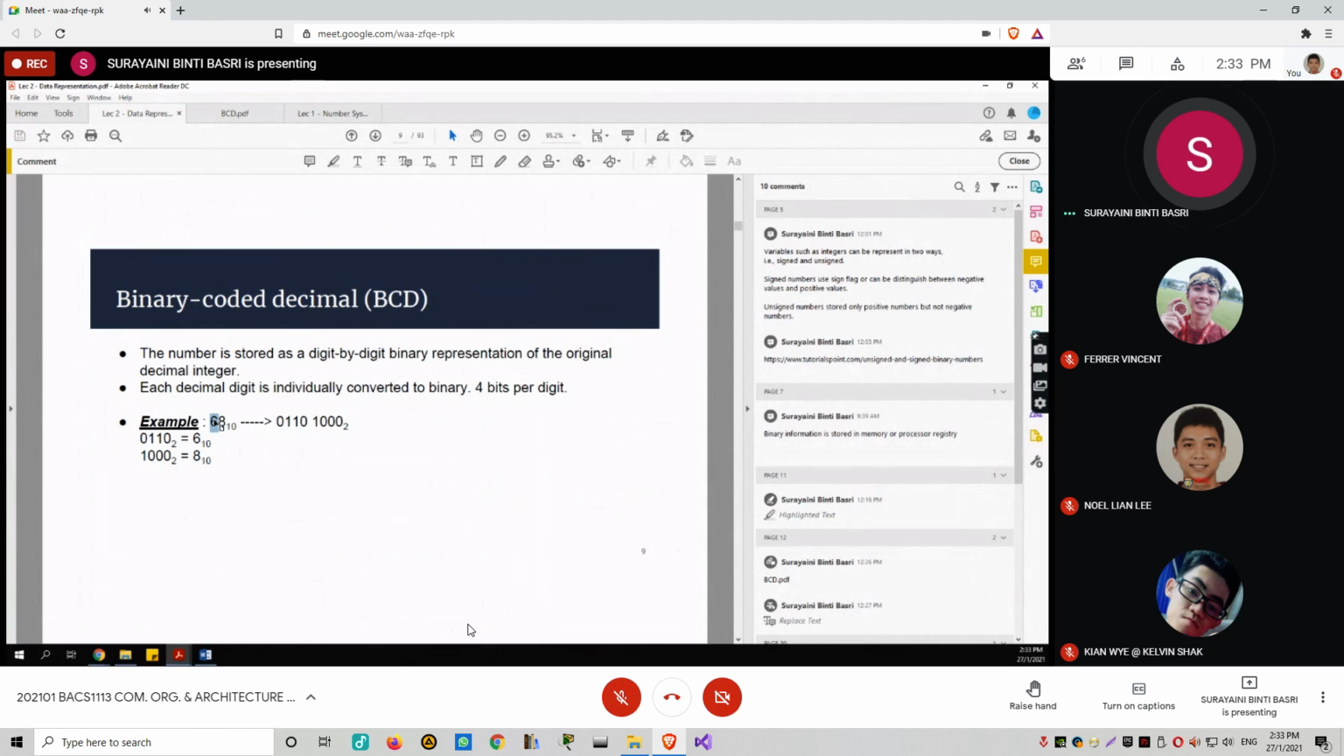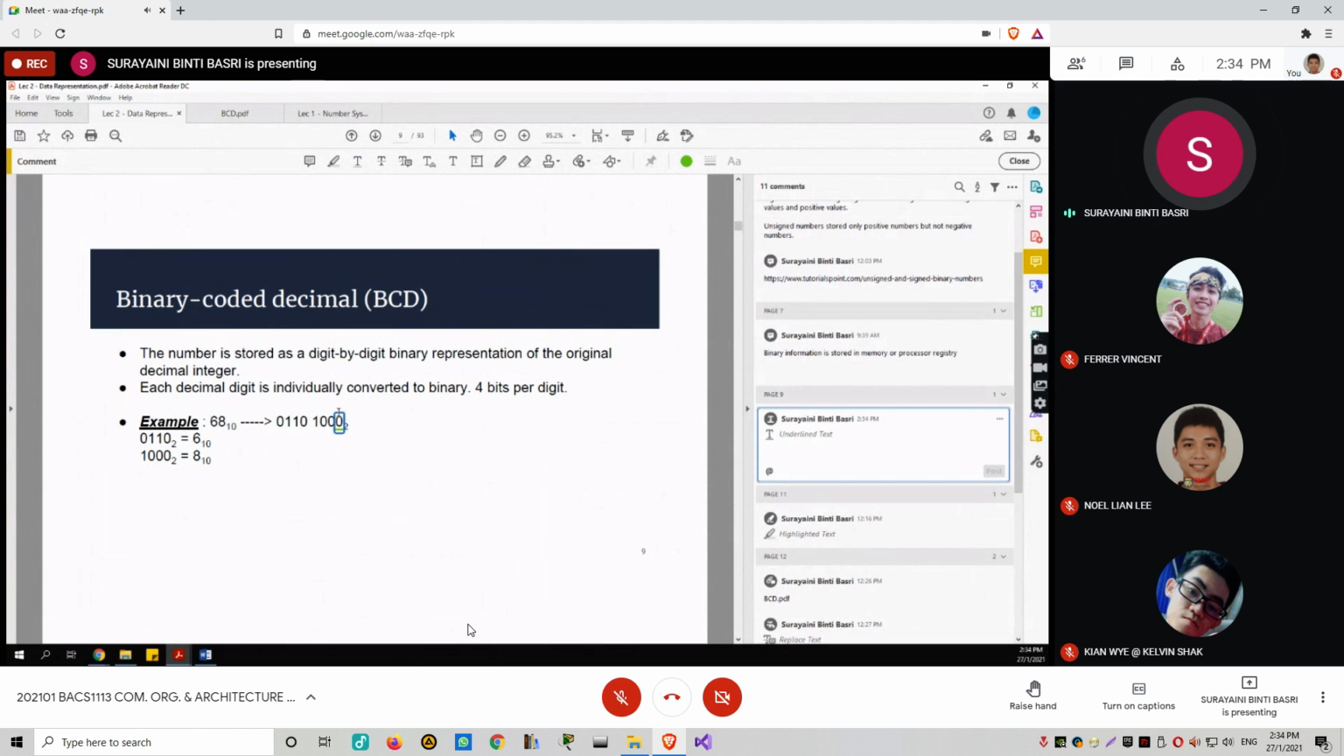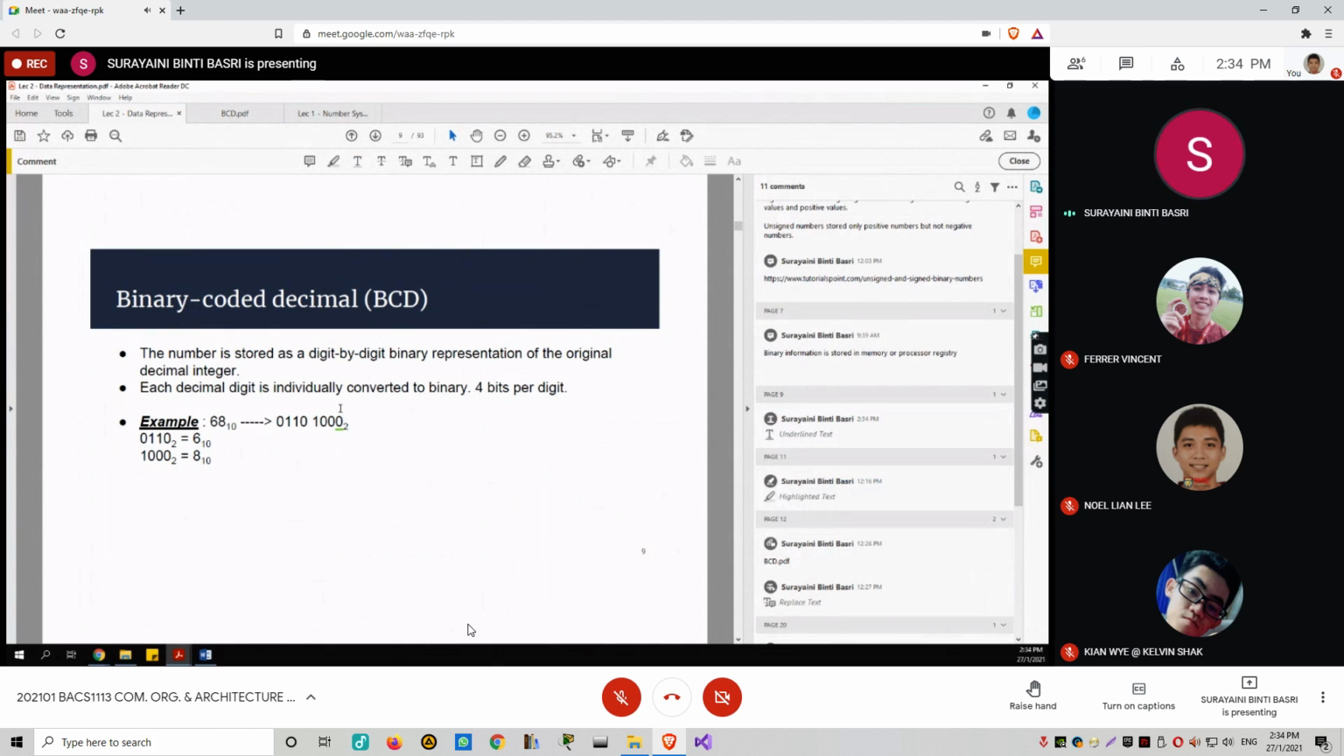We will need to convert each digit to its 4-bit form. For example, 8 is equal to 1000. If you remember, this position is 2 to the power of 1. Sorry, I will write this position.